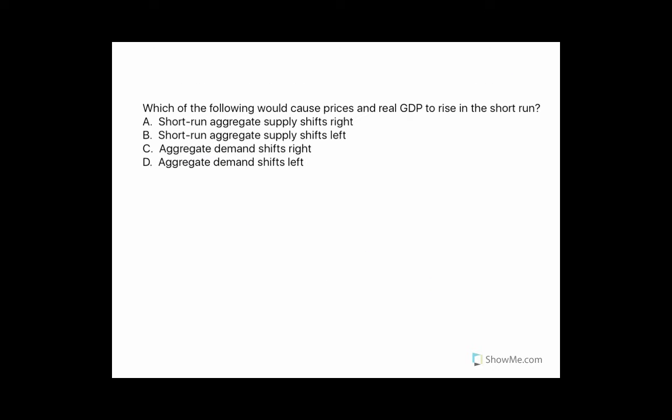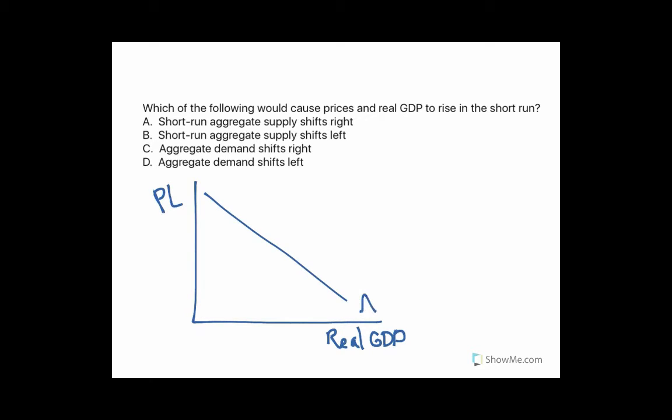Okay, so this question says, which of the following would cause prices and real GDP to rise in the short run? So we'll just draw the short run graph, ignoring the long run aggregate supply. So we have aggregate demand and then short-run aggregate supply, we'll say that this is our initial equilibrium. So we'll call that Y1 for output, price 1 for the price level.